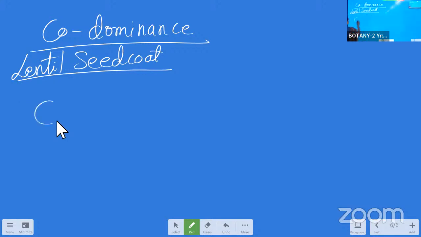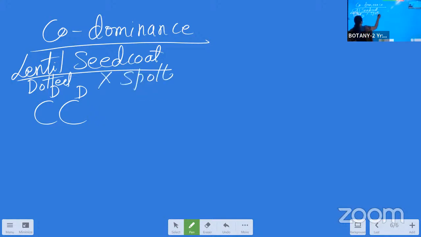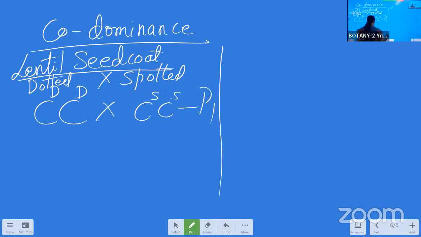Okay, so here how to represent it? We are saying the seed coat now, so this has to be represented with the capital C. And what are the characters? One is the dotted and another one is the spotted. So the dotted seed coat should be crossed with the spotted seed coat. Okay, and this has to be crossed. These are the first parents.